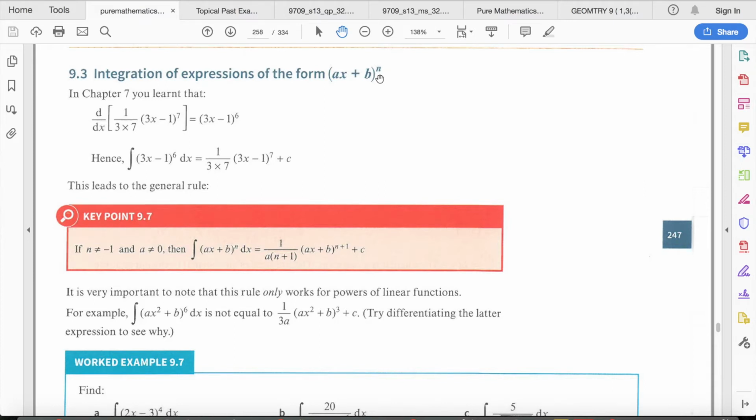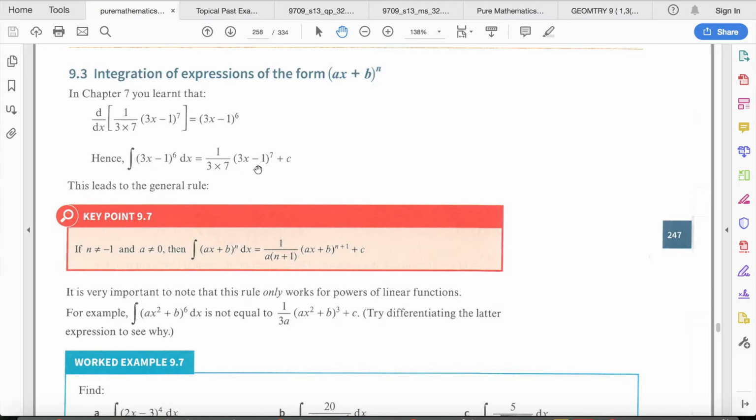For example, look at this expression. Integration of 3x minus 1 to the power of 6. Now if you want to integrate this expression, it is producing this expression. In other words, differentiation of this expression which I'm showing is to be this.